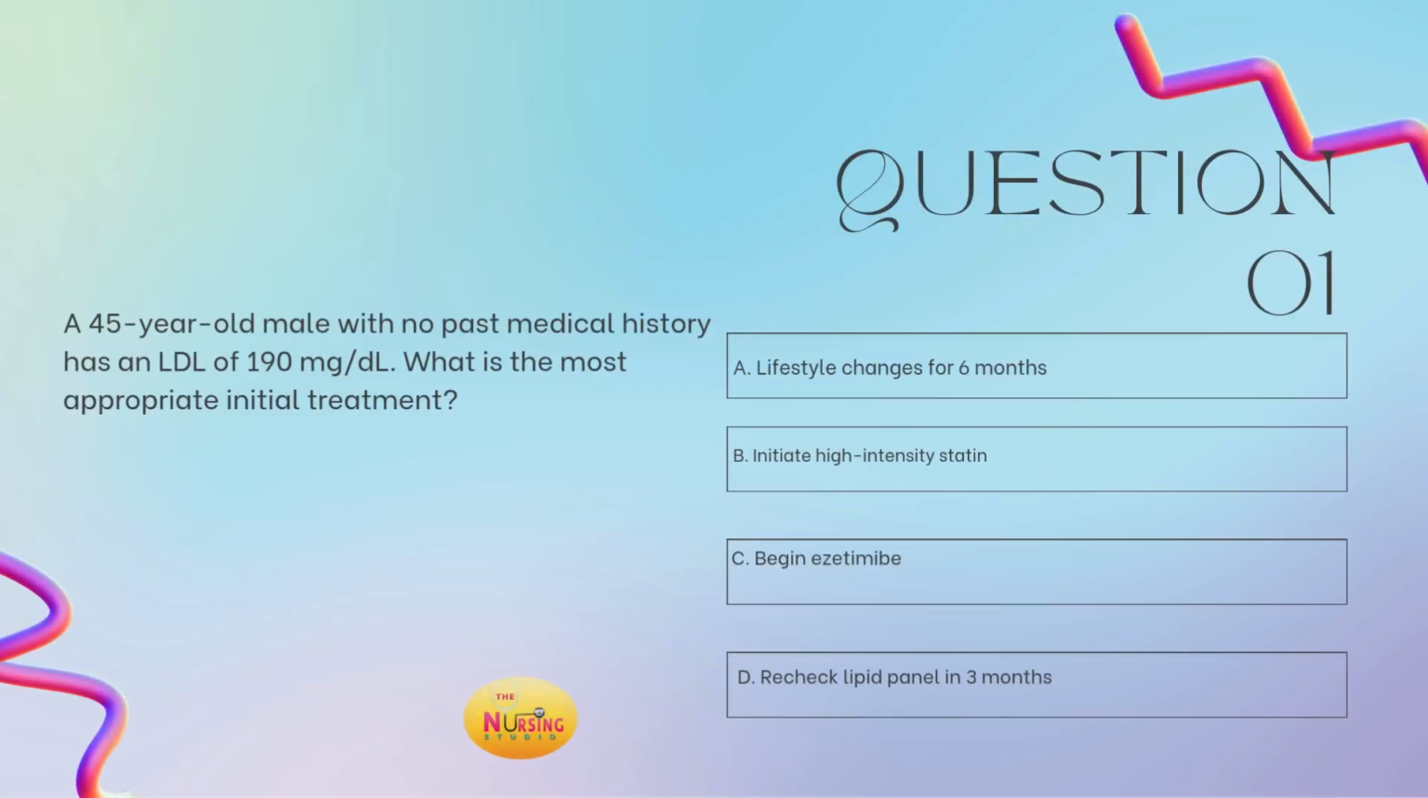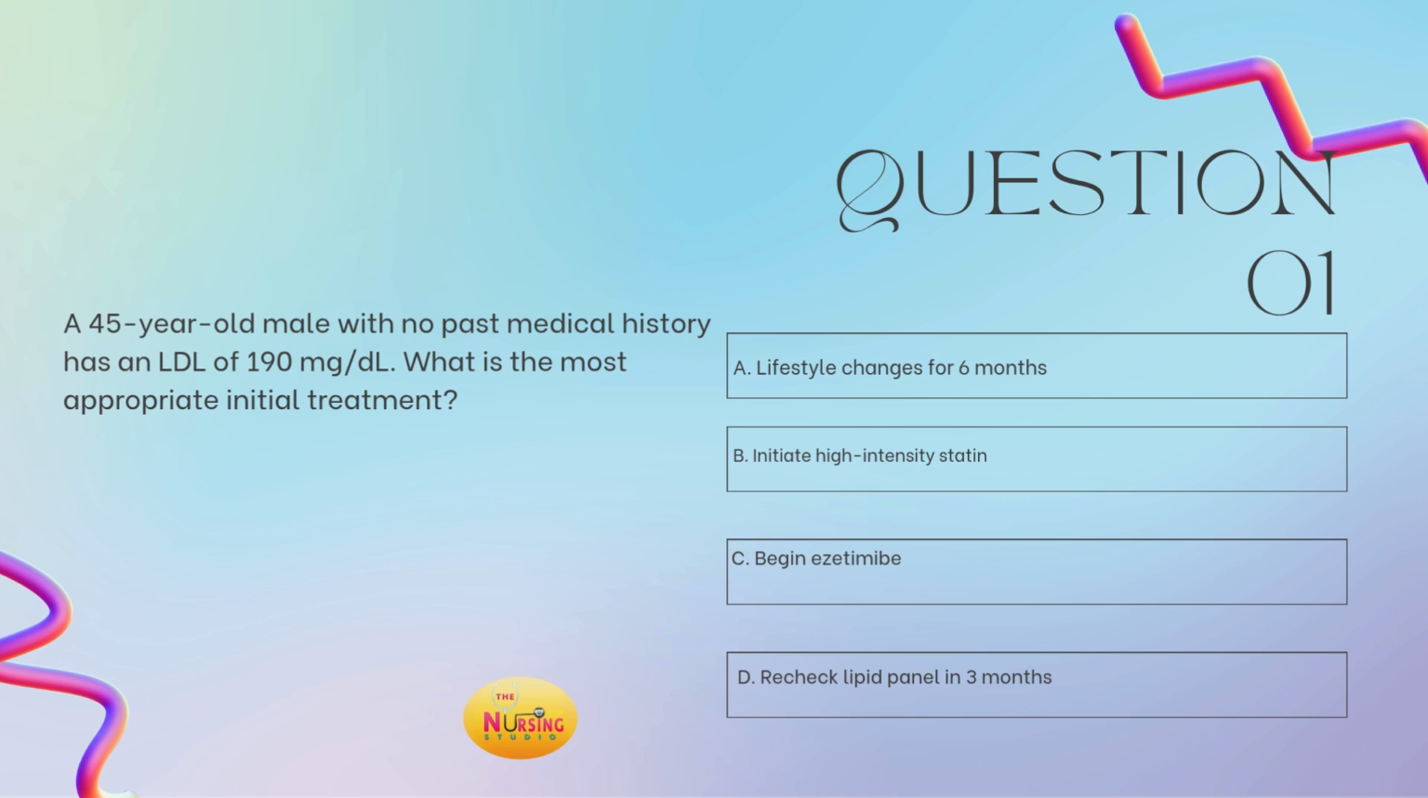All right, question number one. A 45-year-old male with no past medical history has an LDL of 190 milligrams per deciliter. What is the most appropriate initial treatment? Is it A, lifestyle changes for 6 months, B, initiate high-intensity statins, C, begin ezetimibe, or is it D, recheck lipid panel in 3 months? Take a moment and tell me what you got.